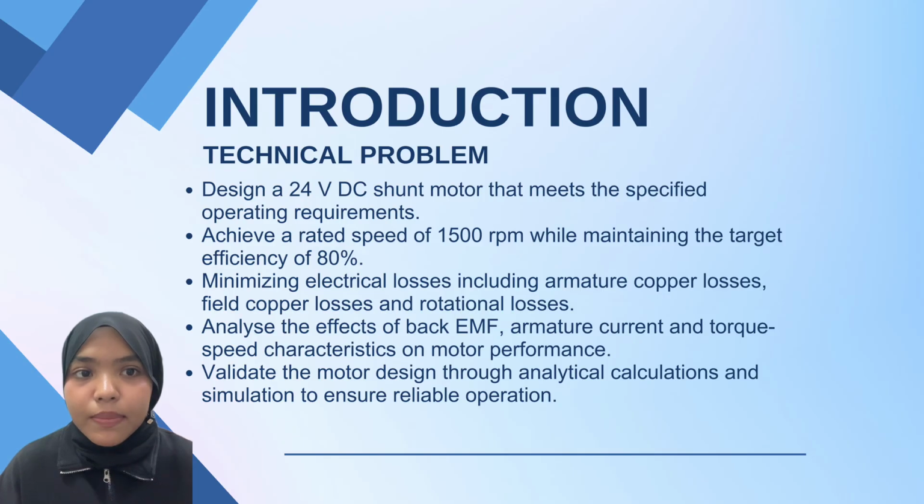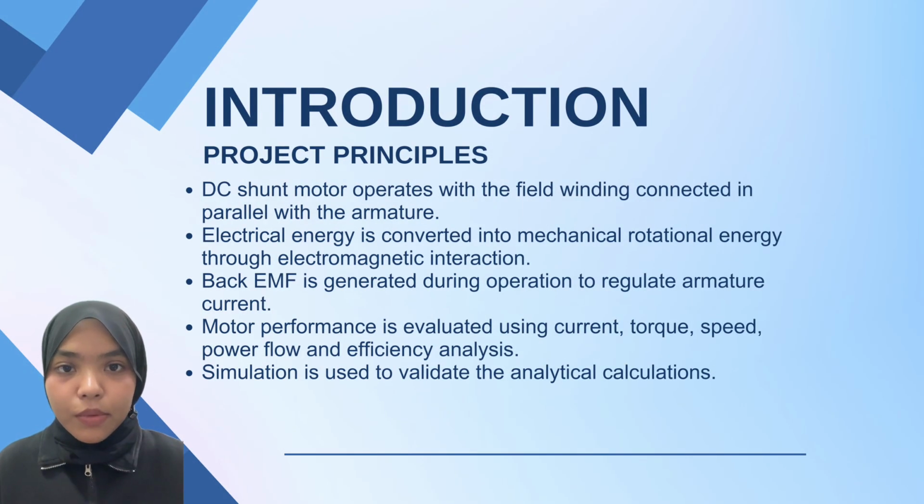During the design process, one of the main challenges is minimizing electrical and mechanical losses, including the armature copper losses, field copper losses, and rotational losses, as these losses reduce the overall motor efficiency. Besides that, important performance parameters such as back EMF, armature current, and the torque speed characteristic are analyzed to understand the behavior of the motor under operating conditions. Finally, the motor design is verified through analytic calculation and simulation to ensure that it meets the required specification and operates efficiently. So next, I will explain about the project principle.